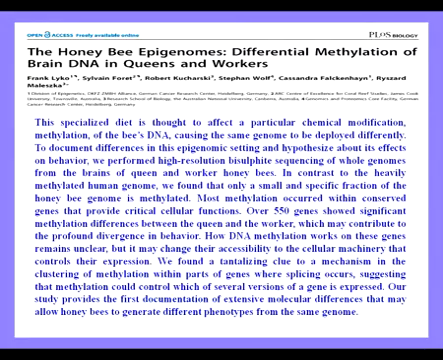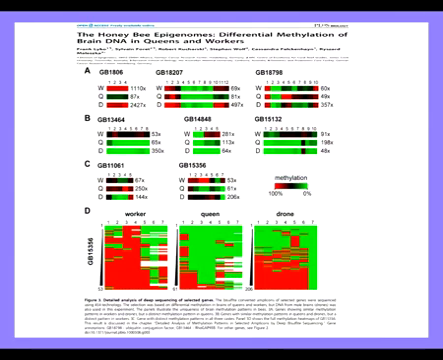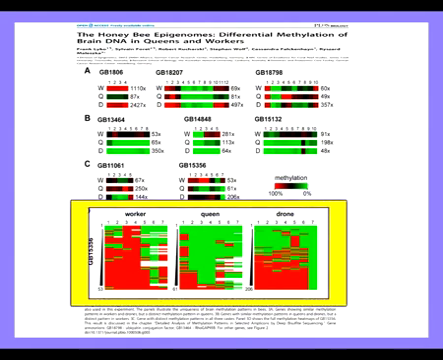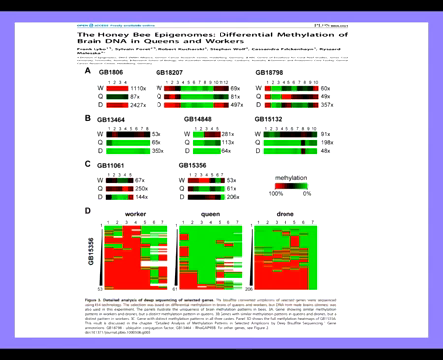It's a very, very landmark paper which says the honeybee epigenomes, differential methylation of brain DNA in queens and workers. I want your attention to be drawn to this heat map. These are the heat maps of worker bee, and these are the mRNAs of the worker bee, queen and drone. So heat maps of drone and worker show some similarity to some extent. You can see that the major portion of the worker and the drone is red, but it is the queen whose heat map is entirely different from worker and drone.